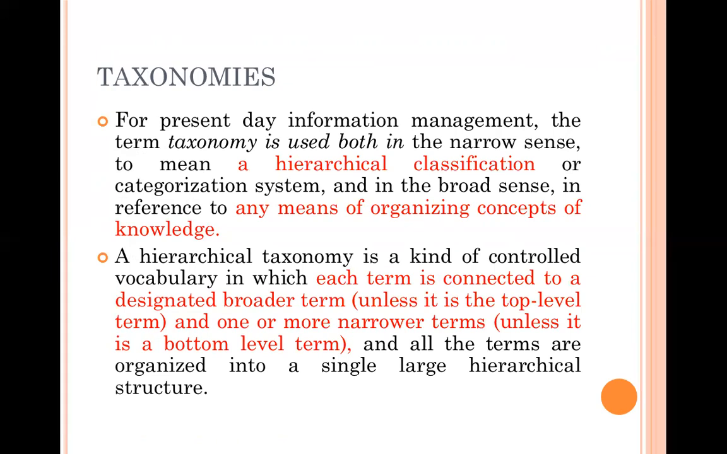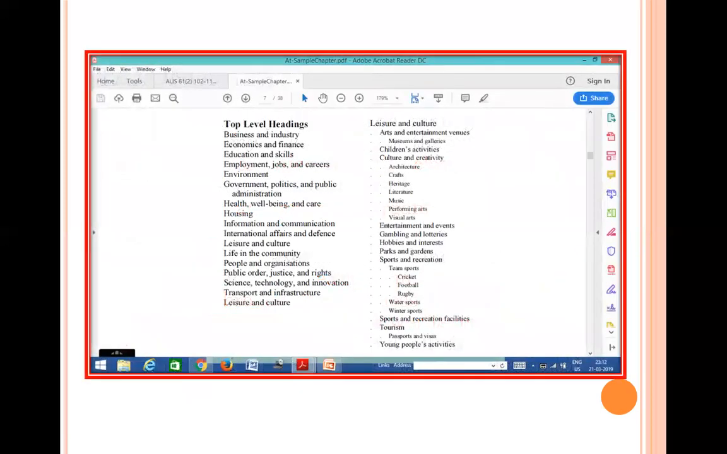Okay, but in a broader sense, you can say that taxonomy means any kind of method you follow for organizing concepts of knowledge. Fine. See, basically, we talk about hierarchical taxonomy where, just like a normal thesaurus, we have all the terms and we write broader terms for all the terms, and we write narrower terms for all the terms. Only thing is, all the items are arranged in a single large hierarchical structure, just like what you see in a thesaurus. Good. For example, here I just give an example of one taxonomy.